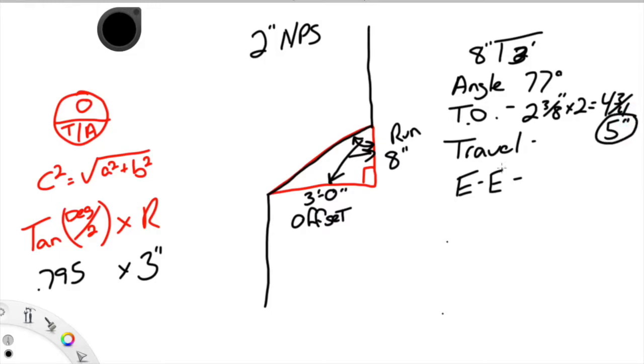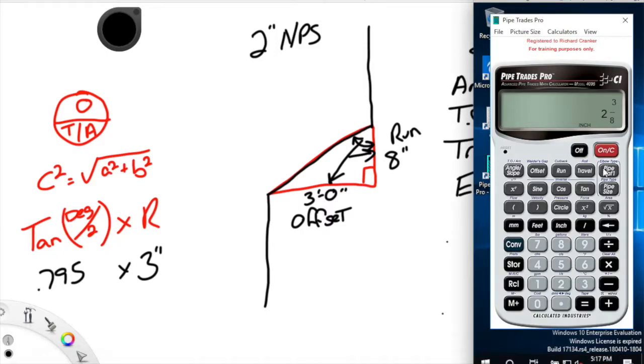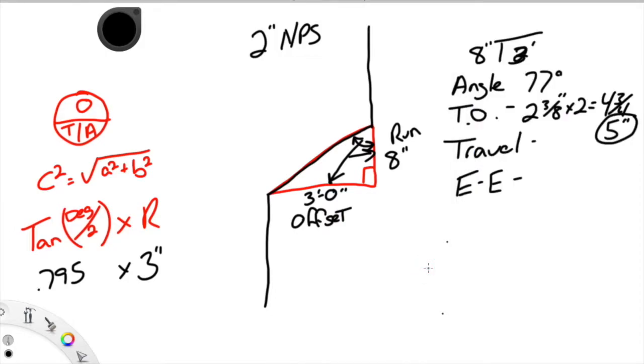takeoff. So now our travel, a squared plus b squared. Our center to center measurement. Okay, so 3 feet squared plus 8 inches squared equals, now it doesn't matter which order you put those in, you're just adding them together. And the square root of that is 3 feet and 7/8 of an inch. Okay, 3 feet and 7/8 of an inch.